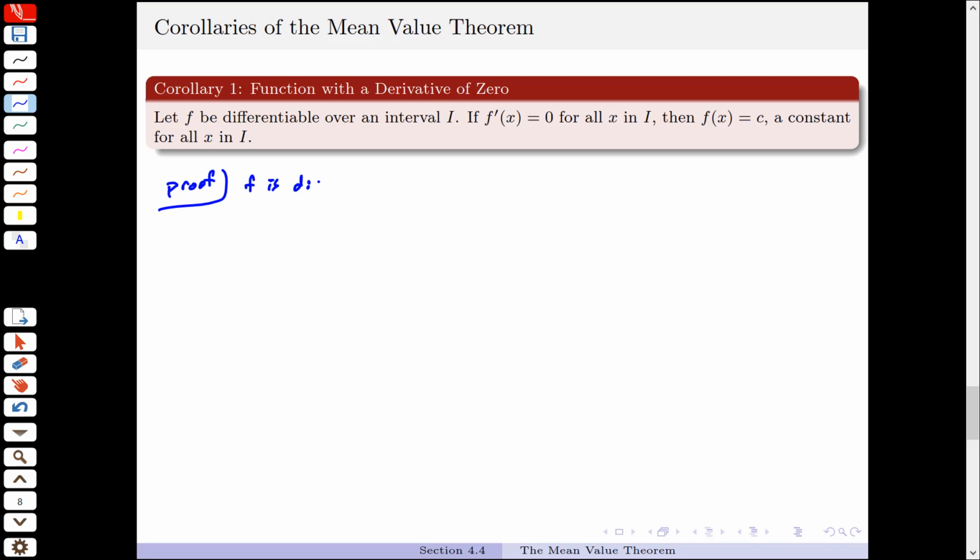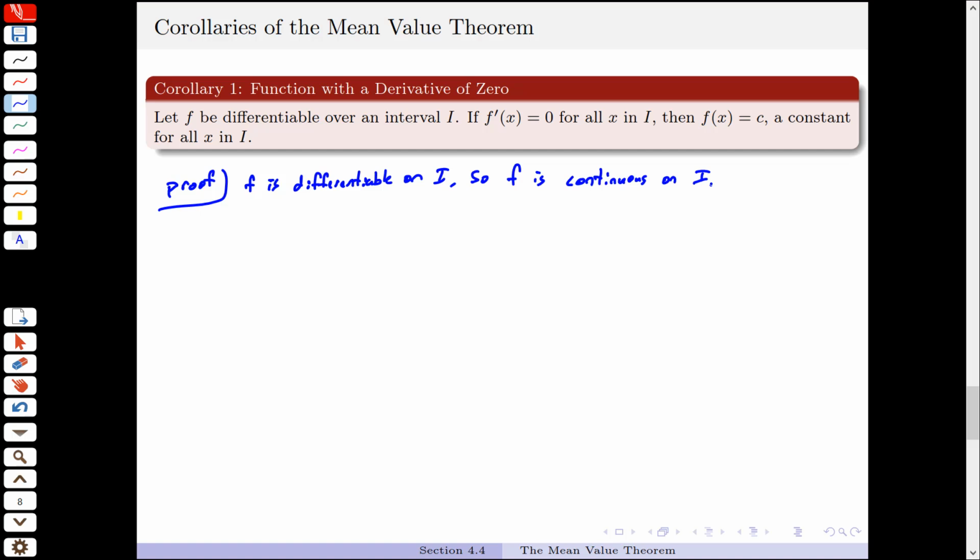F is differentiable. I know from the chapter on derivatives, when we talked about differentiability, that if a function is differentiable, then it is also continuous. So it's also continuous on the interval I. That's what we need for the mean value theorem. We need continuous and differentiable.